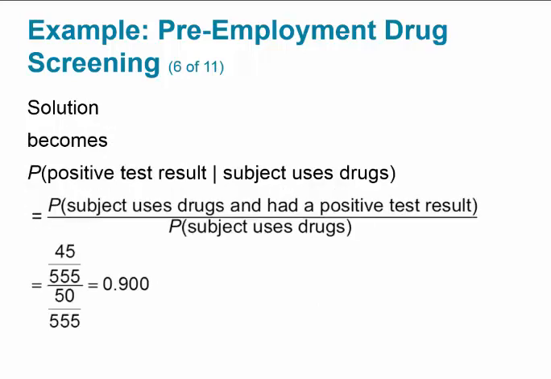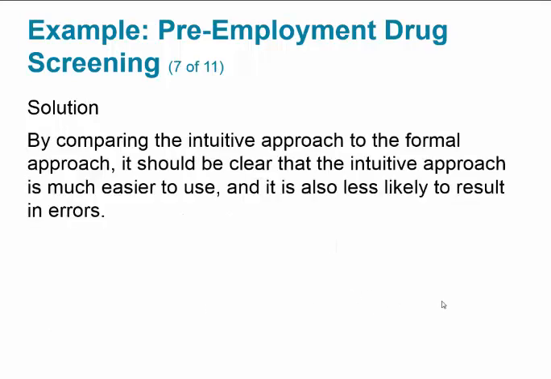And in reality, using the contingency table, we can actually find these values directly. I showed two different ways of doing it, but in reality, we really just do it one way using the table. So by comparing the intuitive approach to the formal approach, it should be clear that the intuitive approach is much easier to use and is also less likely to result in errors.